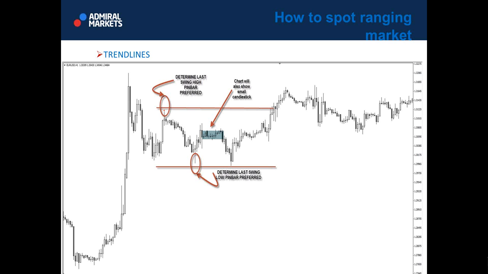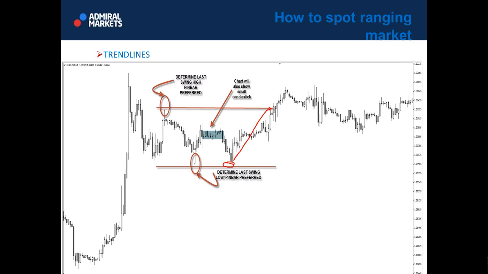We have determined this point here and this point here. Let's see the price action after. The first thing is we can buy here at the bottom of the range, and we can even try to sell it there. Both of those trades would be successful.